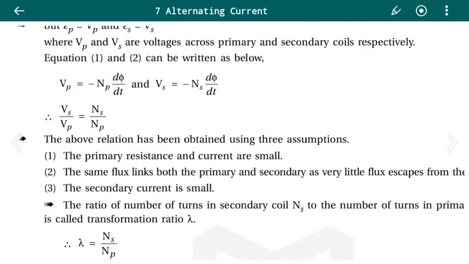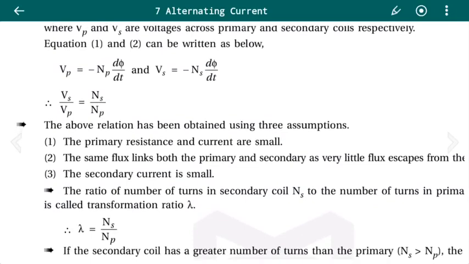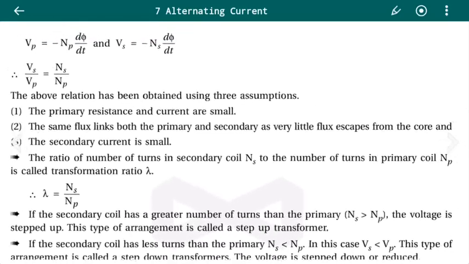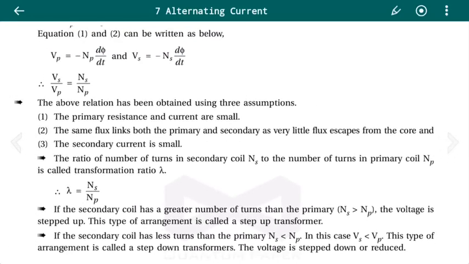The above relation has been obtained using three assumptions. The primary resistance and the current are small. The same flux links both the primary and secondary, as very little flux escapes from the core, and the secondary current is small. The ratio of the number of turns in the secondary coil Ns to the number of turns in the primary coil Np is called the transformation ratio, lambda. Lambda is equal to Ns by Np. So it can be written as Vs by Vp equals lambda.